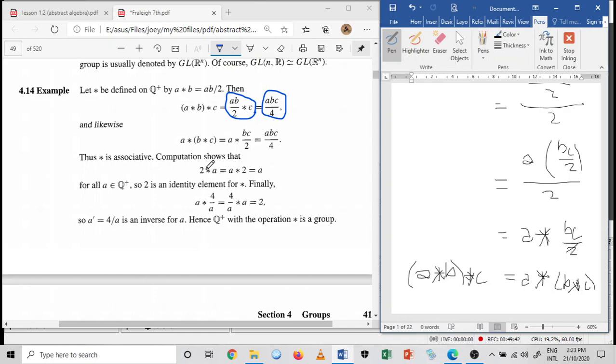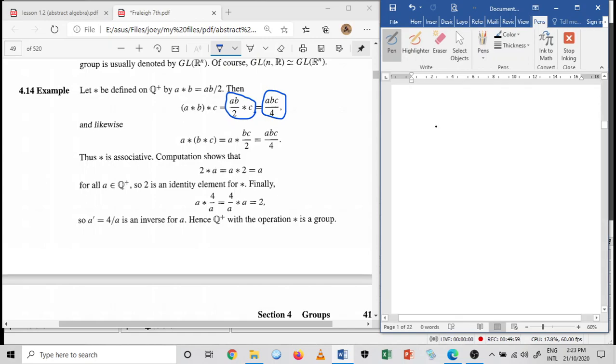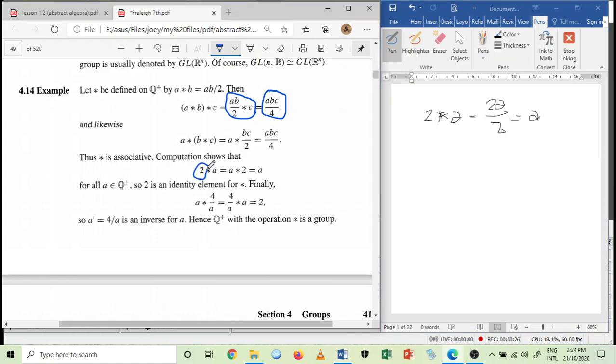Also, there is an element 2 in the set Q plus, so that if you operate it to any element A in Q plus, the result will be A. Why? Because 2 operation A, let's show it here. 2 operation A is equal to 2A over 2, but 2 over 2 is 1 times A, that will be equal to A. The same is true for A operation 2.